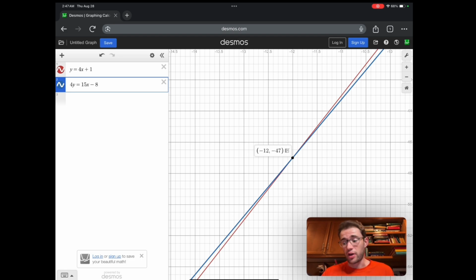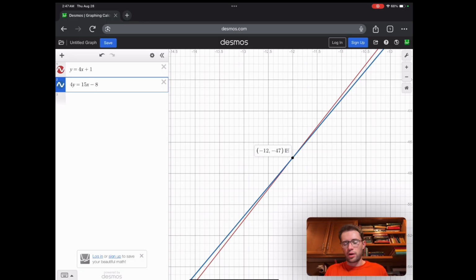And they were asking for x minus y. So x minus y would be negative 12 minus negative 47. And then maybe type that in your calculator. I know I did it by hand before, but just to feel 100% confident, negative 12 minus, parentheses, negative 47 gives you positive 35. Right?